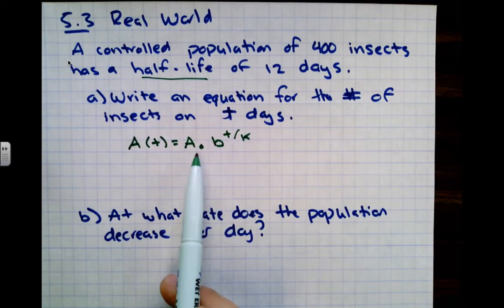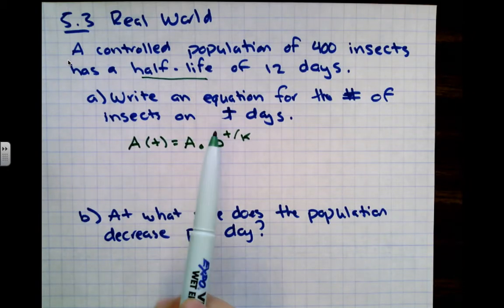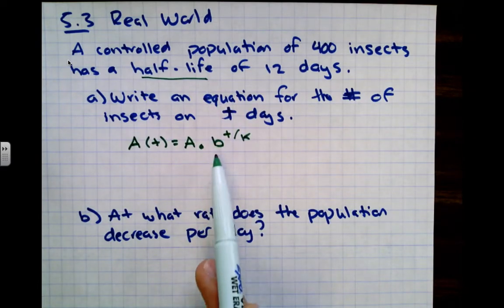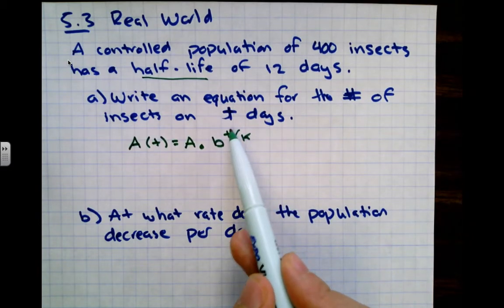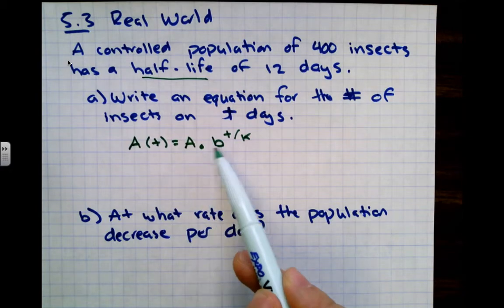Just a quick reminder, A naught is the initial amount, B is the number that we're trying to multiply our original by. So in this case it would be 1/2. That may be 3 if we're tripling money, or 2 if we're doubling money. It could really be anything. T is always our time, and K is the amount of time that it takes to multiply our original amount by whatever B ends up being.